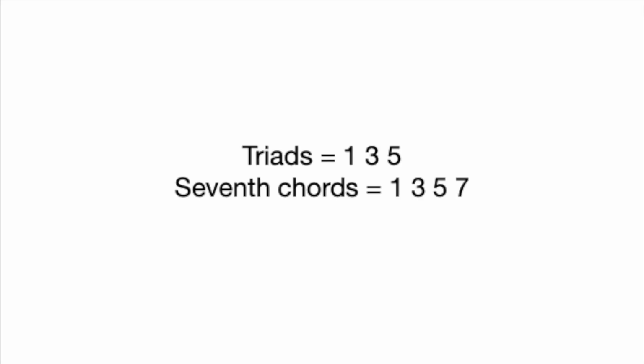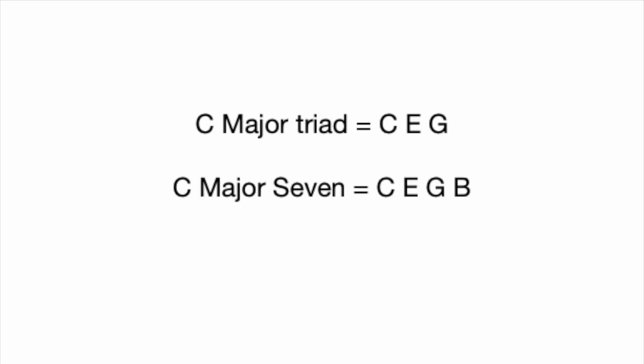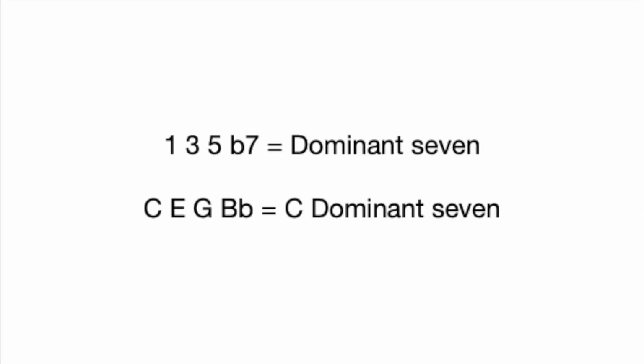Seventh chords are like triads, but with an additional third interval. If we take a C major triad, C, E, G, and add a major third above that, B, we get a C major seventh chord. It is a major seventh chord because both the triad and the seventh are major. A major triad with a minor seventh is called a dominant seventh chord. For example, C, E, G, B flat would be a C dominant seventh chord.